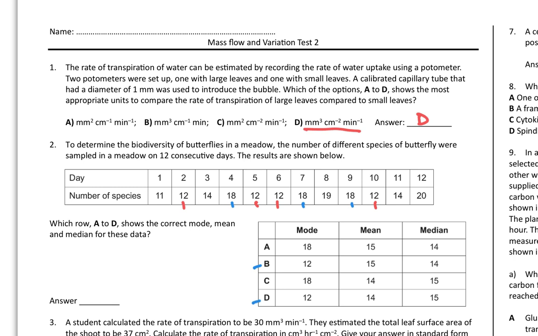So let's do the median next, because that's probably the speediest one to do. So cross off a low and then cross off the 12. So I've got 1, 2, 3, 4, 5 I've crossed off there. Let's cross off 5 high ones: 20, 19, 18, 18, 18. That means I've got 14 left and 14 left. So it must be D. Yeah, a mode of 12 and a mean of, sorry, it must be B. Yeah, 12, I was looking at the mean column, and 14, yeah, so it's B. Good.